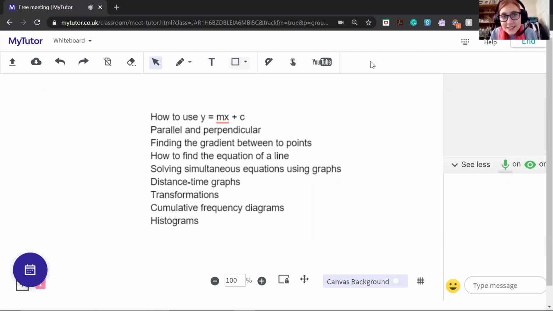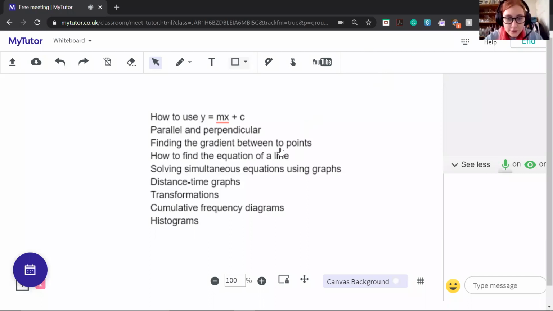So I'll get started. This is a list of everything that we have covered in the past couple of weeks, which is a lot of stuff. First, how to use y equals mx plus c, where m is the gradient and c is the y-intercept. We've been looking at how to interpret straight line graphs using that, and also thinking about parallel and perpendicular lines. When lines have the same gradient, they're parallel, and when the gradients multiply to give -1, they're perpendicular, so they meet at an exact right angle.